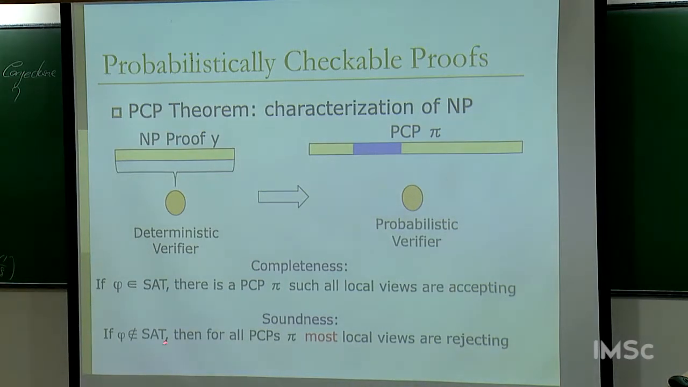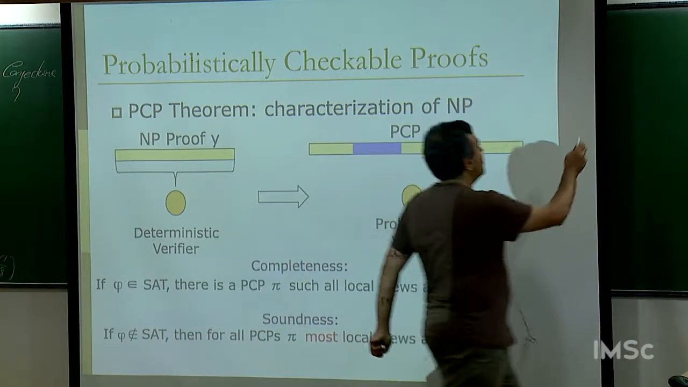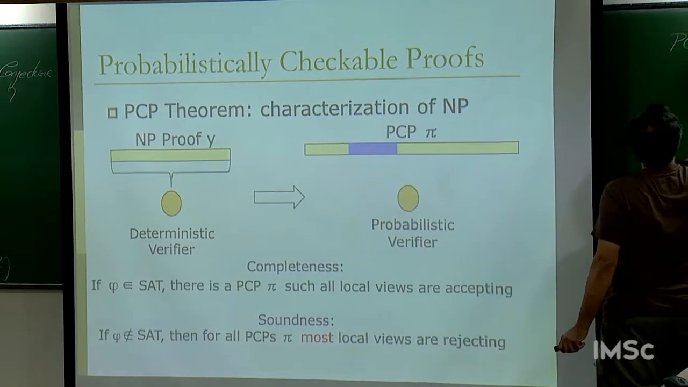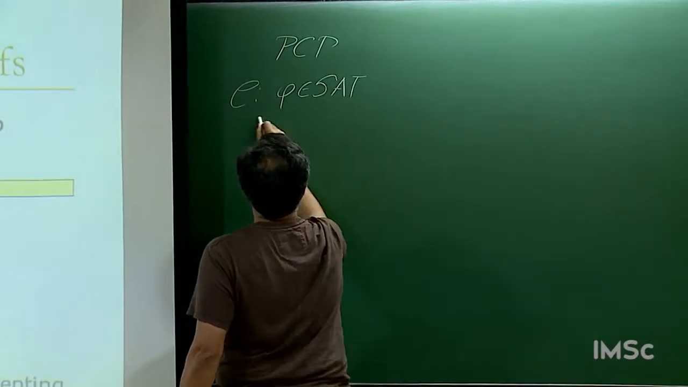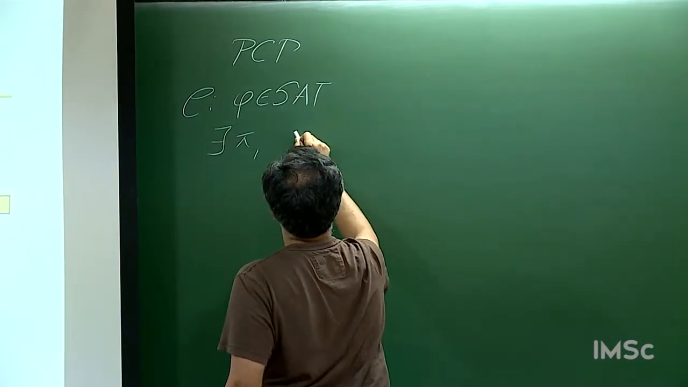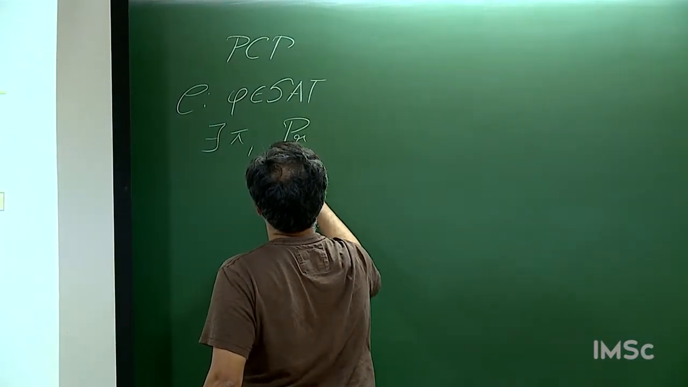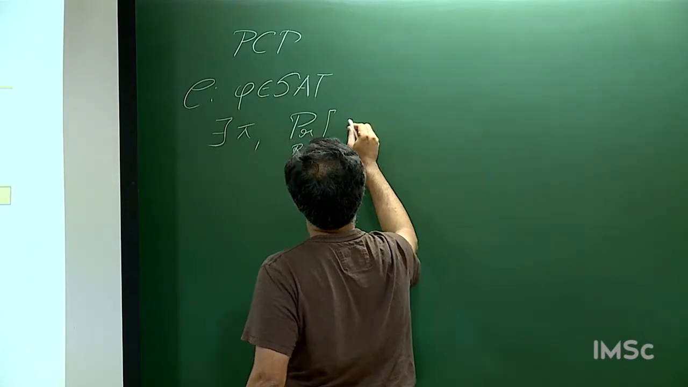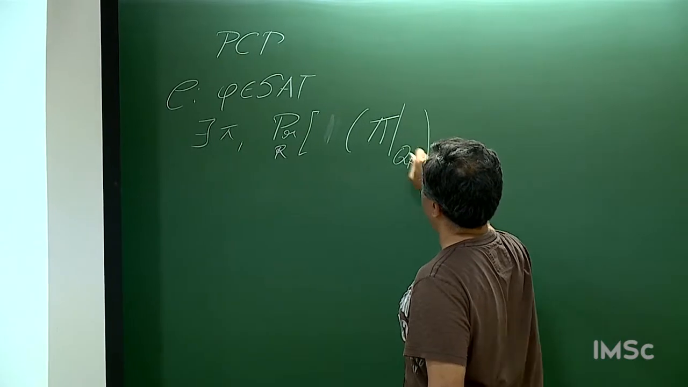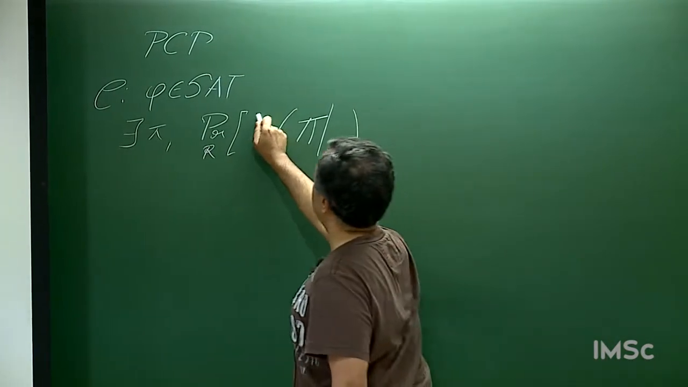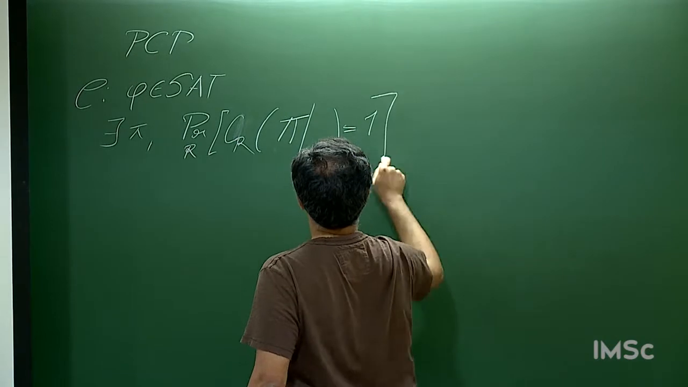And if the formula is not satisfiable, then no matter which proof you give me, which purported proof is given over here, most local views are in fact rejecting. So let me actually write this a little more formally. PCP completeness states that if phi is in SAT, there exists a proof such that over all randomness, the local view of the proof, you're looking at a local view of the proof, passes the local predicate with probability 1.